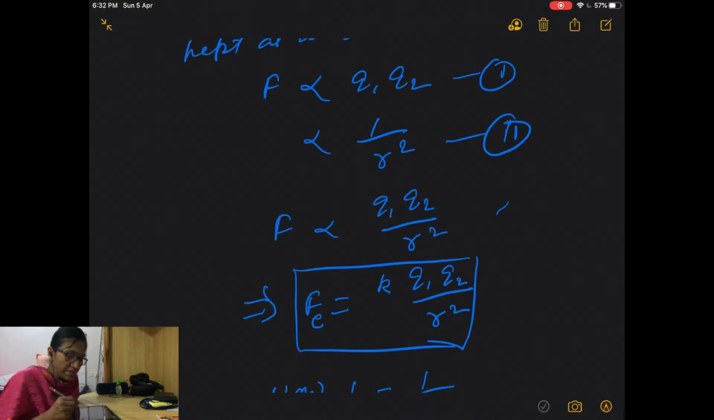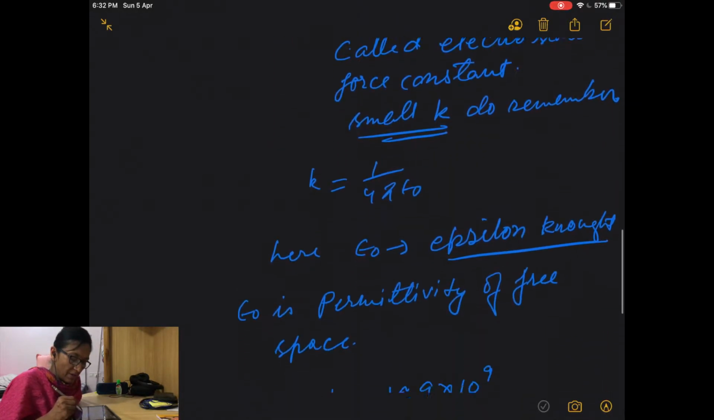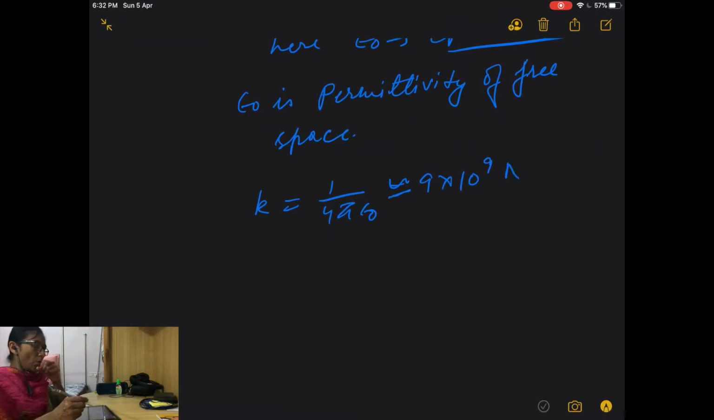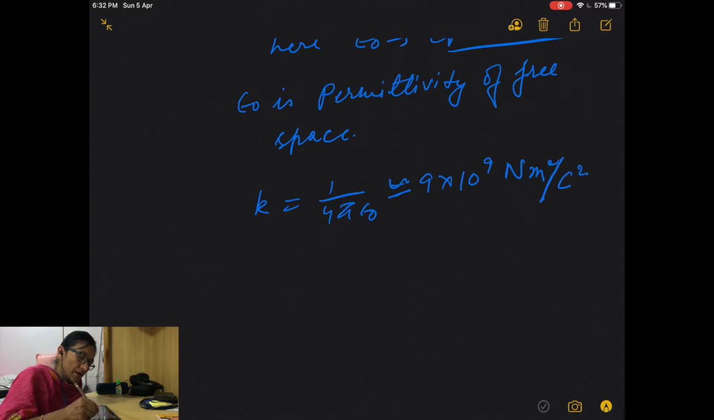Electrostatic force constant k has a unit. From here we can find the unit of the electrostatic force constant. It is equal to Newton meter square divided by Q1 Q2. For Q1 Q2 you can take Coulomb square. So its unit is Newton meter square divided by Coulomb square.